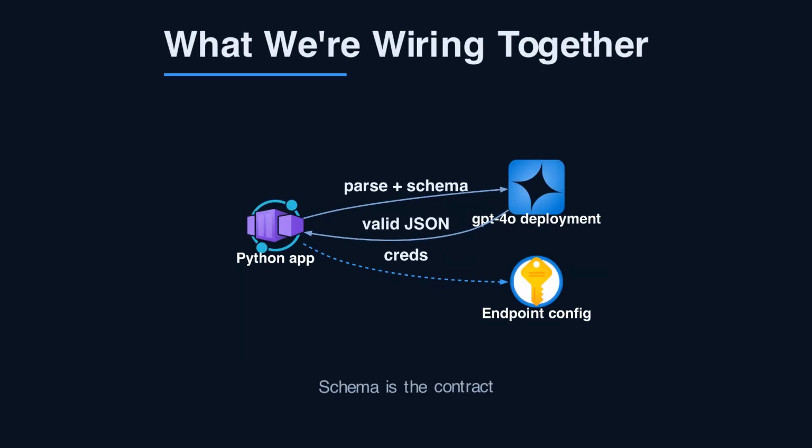Here is the architecture. Your Python application holds a Pydantic model that describes the response you want. It calls a deployed model on your Azure OpenAI resource, passing that model as the response format. Azure OpenAI returns a JSON payload that conforms to the schema, and the SDK parses it back into an instance of your Pydantic class. Secrets like the endpoint key live in Key Vault, or better, you use Microsoft Entra Managed Identity, so there is no key at all.